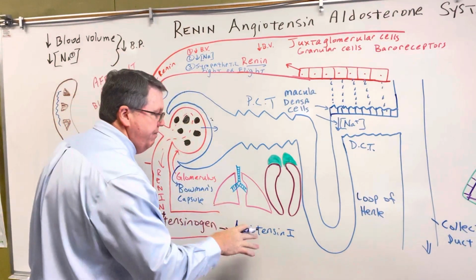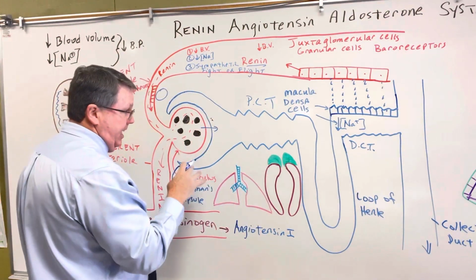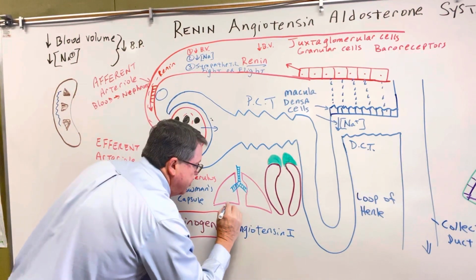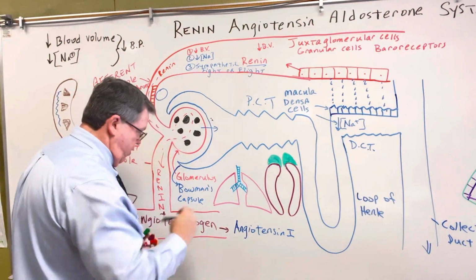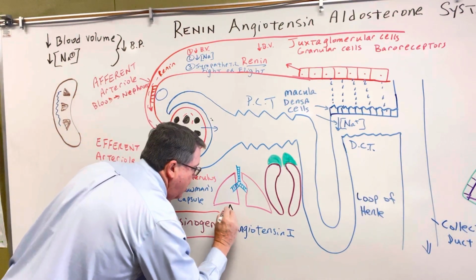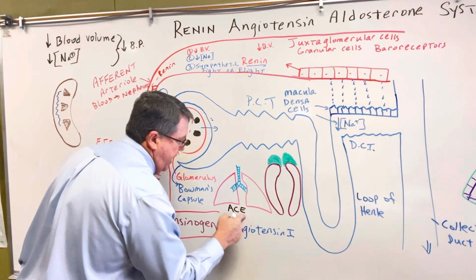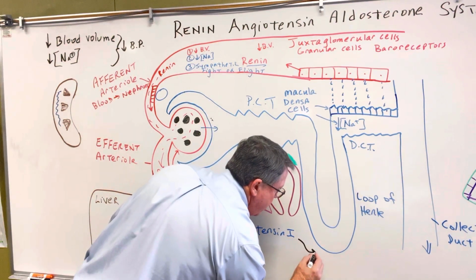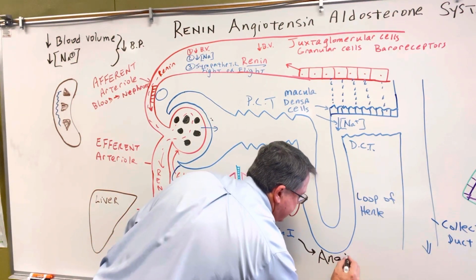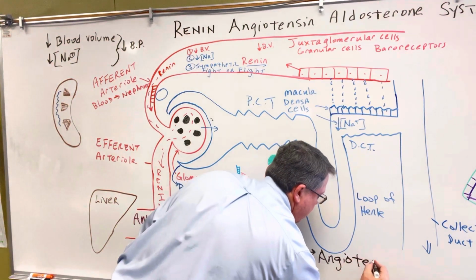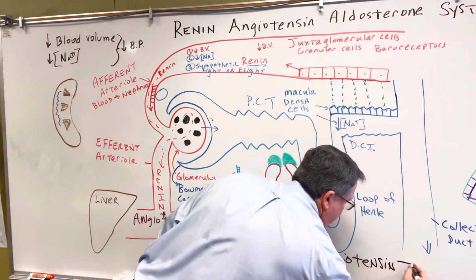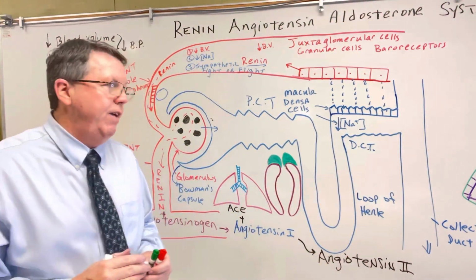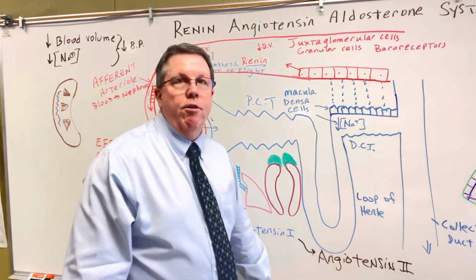But eventually angiotensin 1 is either going to come back to the kidney, these are my kidneys, or it's going to go to the lungs. And the lungs and the kidneys are going to secrete an enzyme that we are going to call ACE, angiotensin converting enzyme. And this is going to cause this to become angiotensin 2. Now, angiotensin 2 is going to be a very powerful vasoconstrictor.